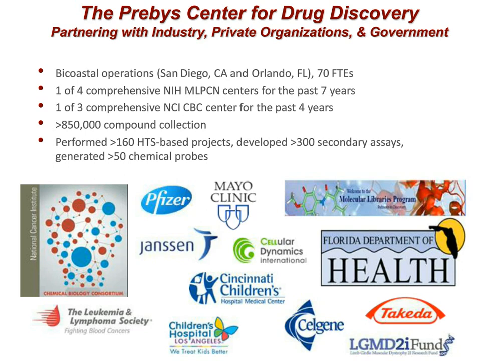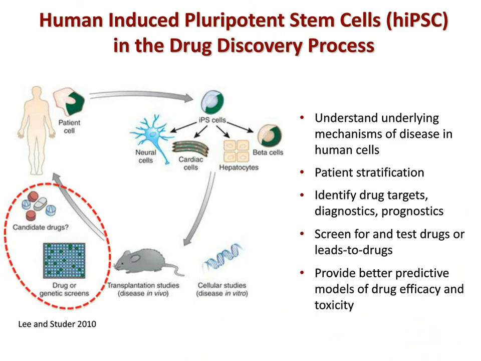With the advent of induced pluripotent stem cell technology and Yamanaka's seminal discovery that a simple cell like a fibroblast from a patient can be converted into a stem cell, which can then be made into many different cell types of the body, there's been a lot of excitement about bringing these cells into the drug discovery process with the hope that they would aid in understanding underlying mechanism of disease in human cells, patient stratification so drugs can be better matched with individual patients based on their genetics, identification of drug targets and development of diagnostics and prognostics, screening for and testing drugs or lead to drugs, and finally, in the long run, hopefully they'll provide better predictive models of drug efficacy and toxicity than rodent cells or transformed cells.